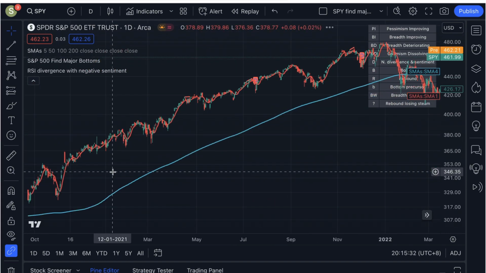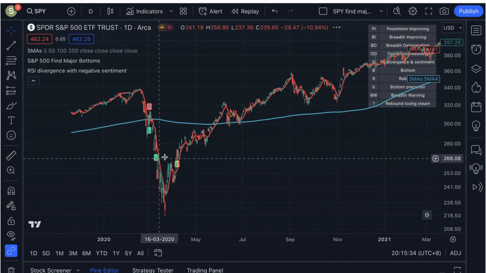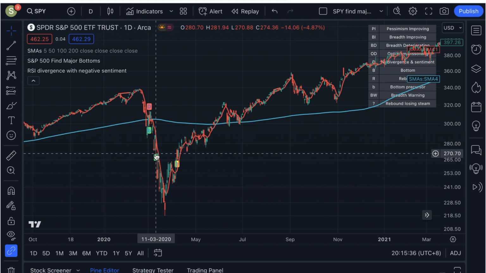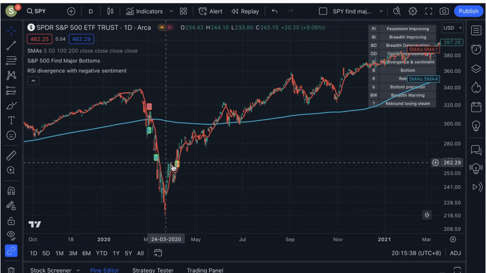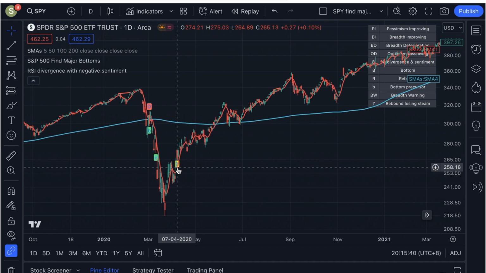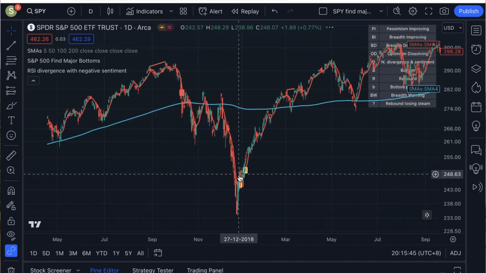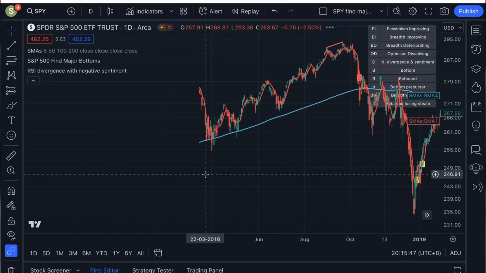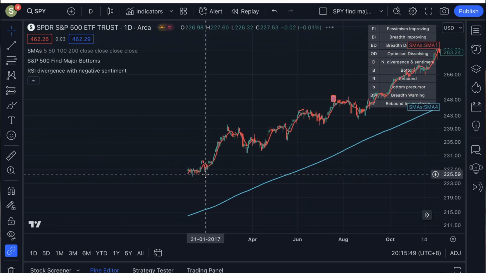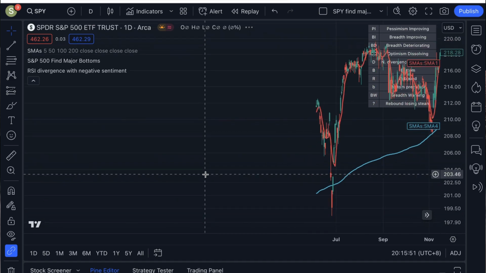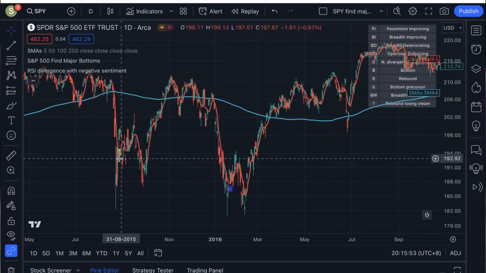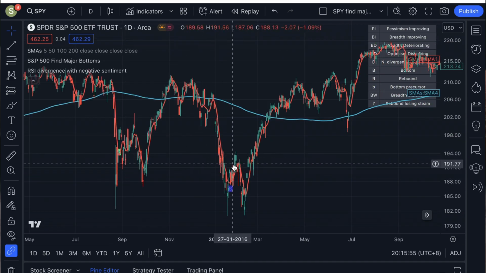In the 2020 COVID bear market, it first finds the precursor to the major bottom, represented by a rectangle with a small green letter B inside, and then finds the subsequent major bottom. Then it again identifies the 2019 bear market major bottom. For the 2015 and 2016 bear market, it detects the double bottom pattern and finds the first bottom in August 2015 and then the second bottom in January 2016.